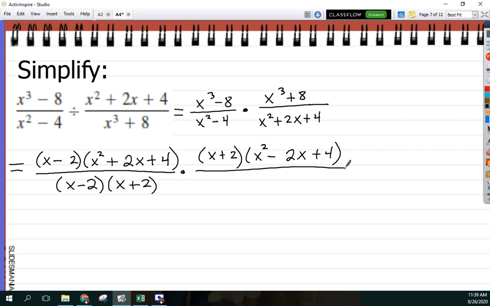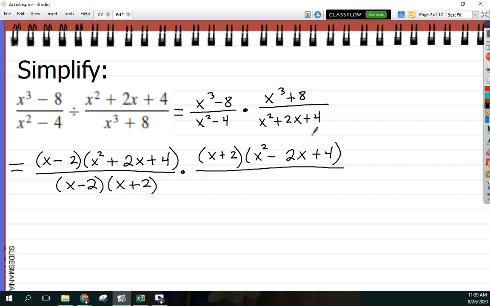Now, hopefully we notice that x squared plus 2x plus 4 is my second factor that I got up top when I used my cubic formula. And hopefully we recall that I said that that second factor is never going to factor any further. I say that because if we look in the denominator of our second one, that's also what we have there. So we know that that's not going to be factorable.